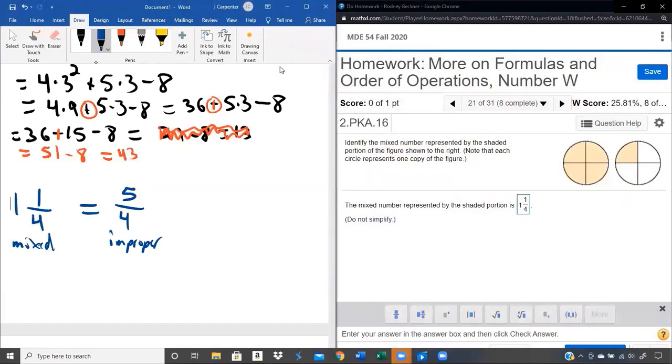How do we go between these two things? To go from mixed to improper, you're going to multiply the 1 and the 4 first, and then you will take that 4 and add it to the 1 second, and that's how you get the new top. 1 times 4 is 4, plus 1 is 5. How do you go from improper to mixed?